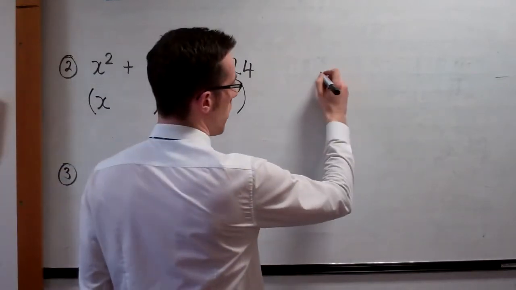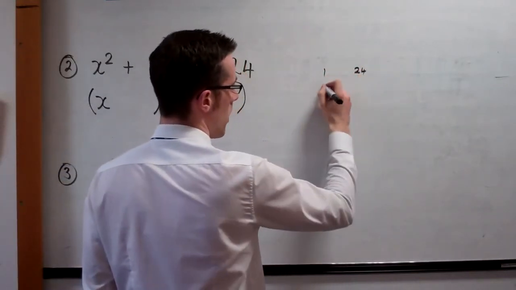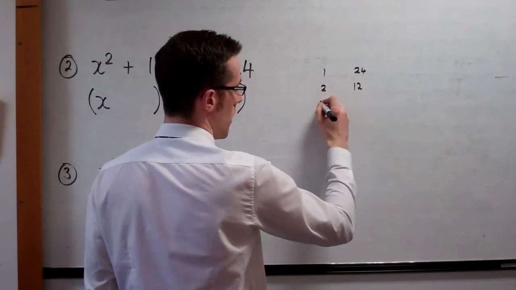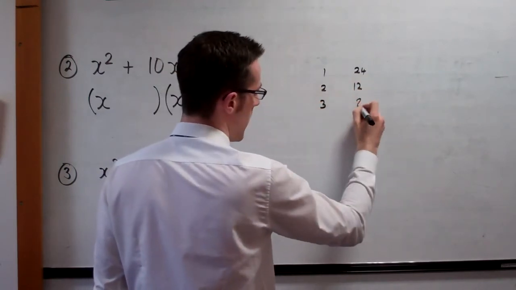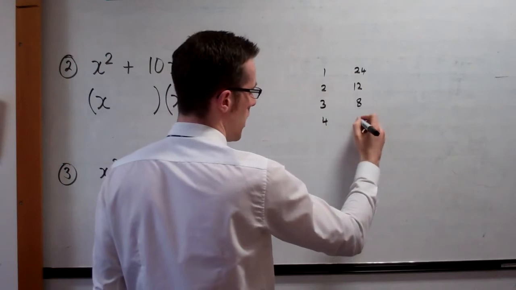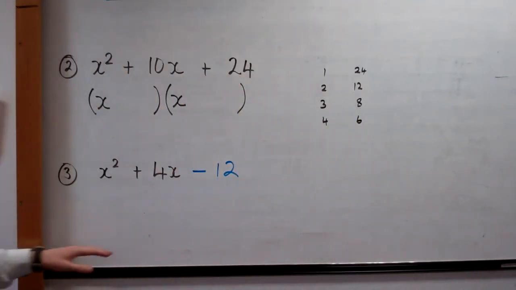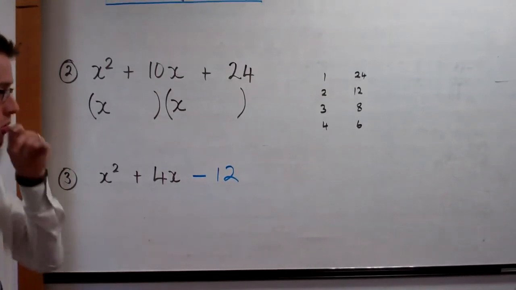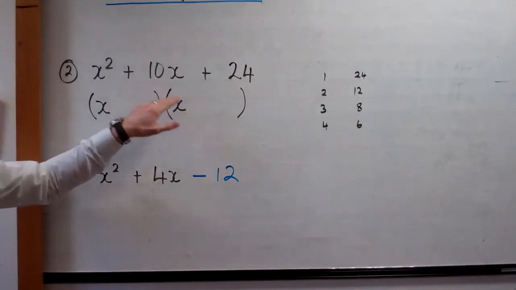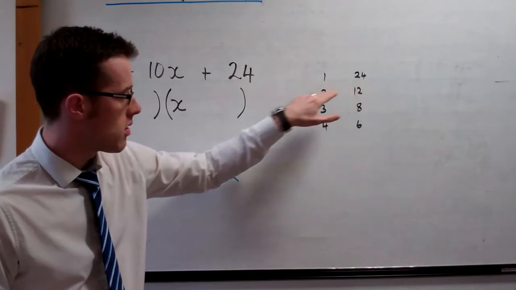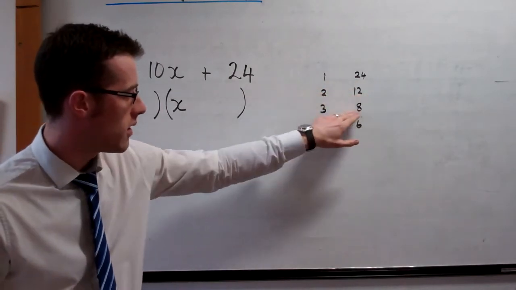Okay? So we've got 1 and 24, we have 2 and 12, we have 3 and 8, and we have 4 and 6. And these are all positive just now. We're going to look at negative factors in the next example, but these are all positive just now. Now, what we're looking for is these factors to add to give me 10.